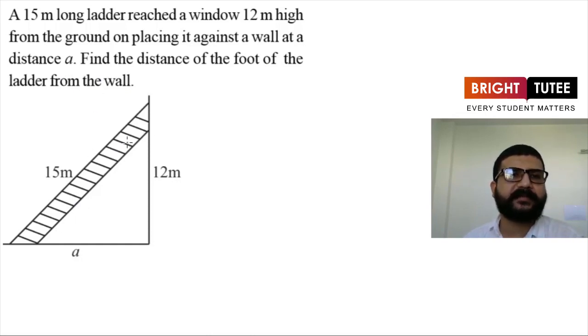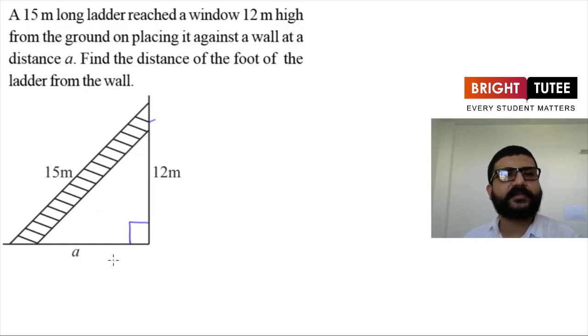Now this is the ladder, 15 meter long, and the window is 12 meter high. So here is the window. And what we have to find? We have to find the distance of foot of the ladder from the wall, which is given as A here. Now what about this angle? This angle here. Is it a 90-degree angle? Yes, it is a 90-degree angle because a wall is always perpendicular on the ground. So it means this angle here is 90 degrees.